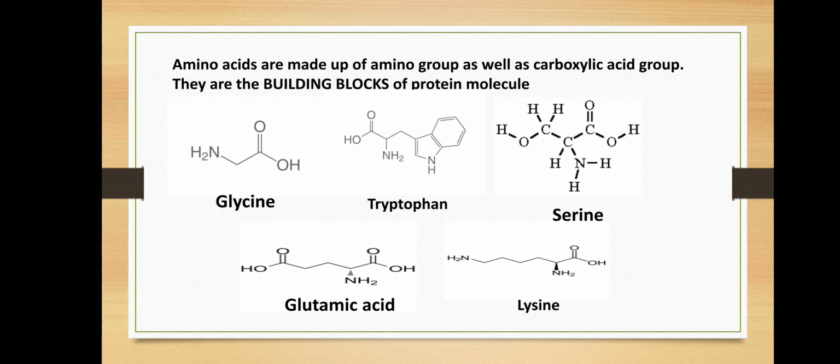You can see in glycine the structure is NH2CH2COOH. In tryptophan you can see there is a ring. In serine, apart from NH2 and COOH group, you can also find a hydroxyl group over here, that is the OH group. In glutamic acid, you can see there is an extra COOH group, so it is known as an acidic amino acid. And in lysine you can see an extra NH2 group, so this amino acid lysine is known as a basic amino acid.